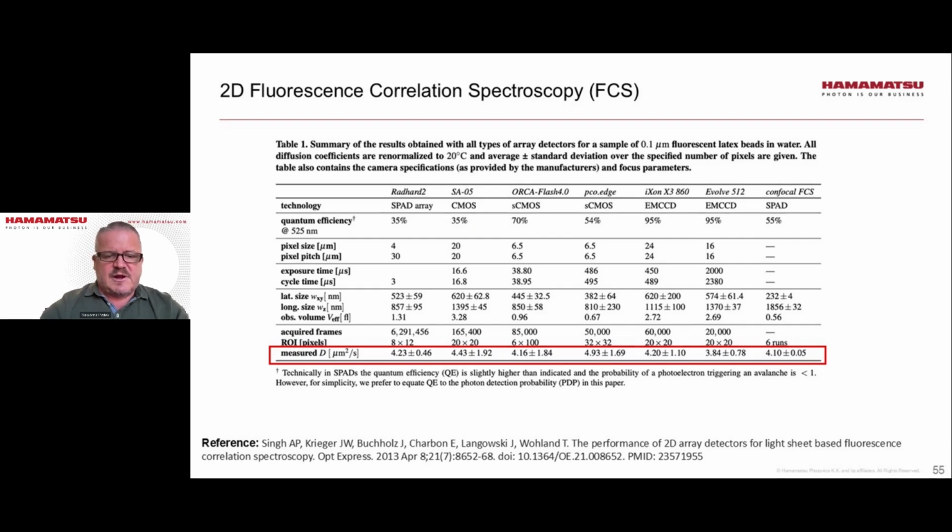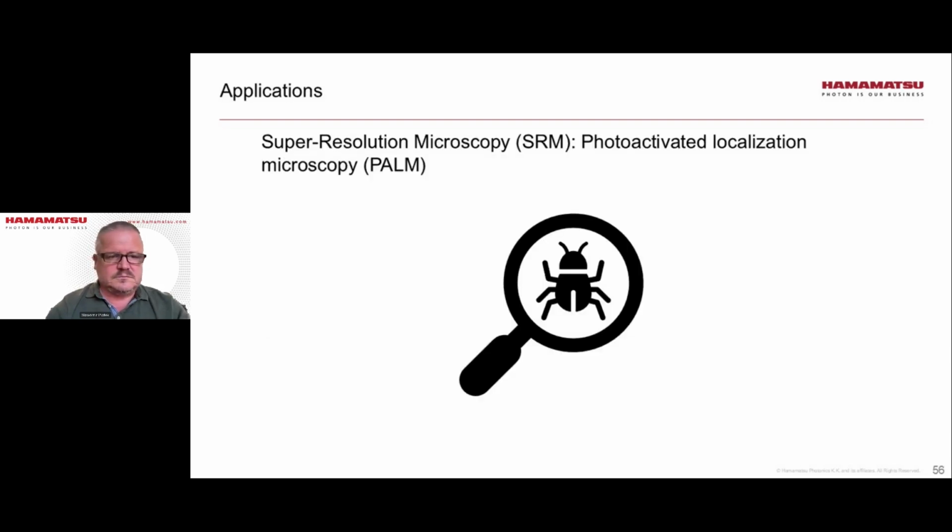There's a very interesting reference, which used various techniques, SPAD array, CMOS, scientific CMOS, EMCCD, etc., to measure a diffusion coefficient of some sample beads. And the bottom line shows the diffusion coefficient, and please note the measurement errors. So the two approaches using SPADs have the smallest errors compared to other techniques.